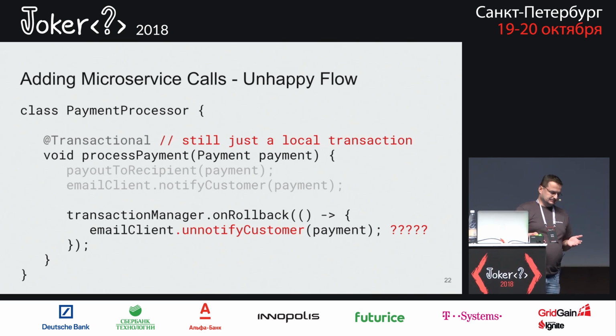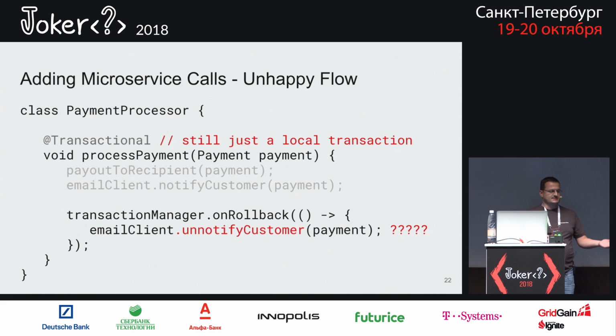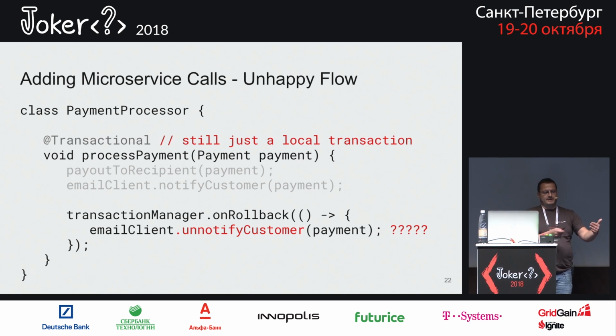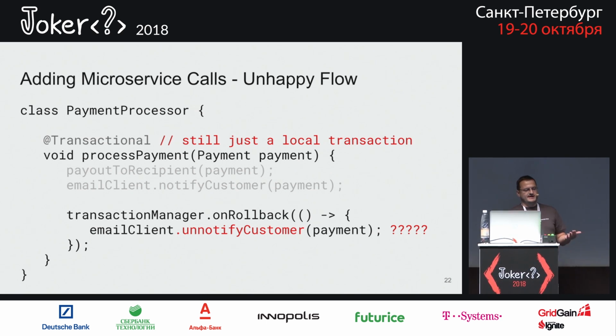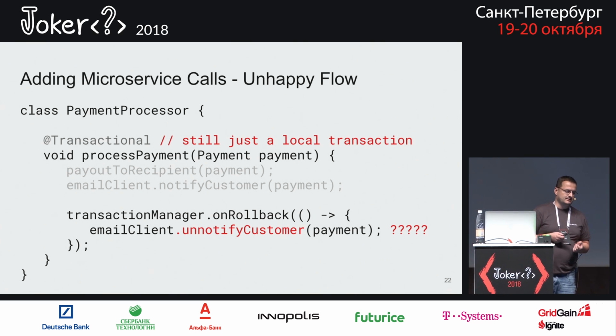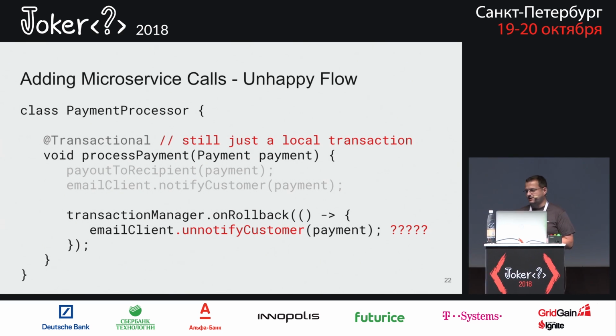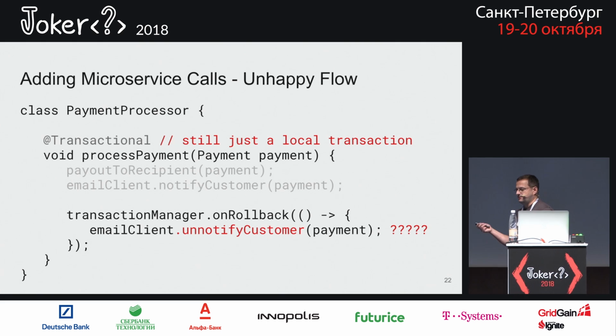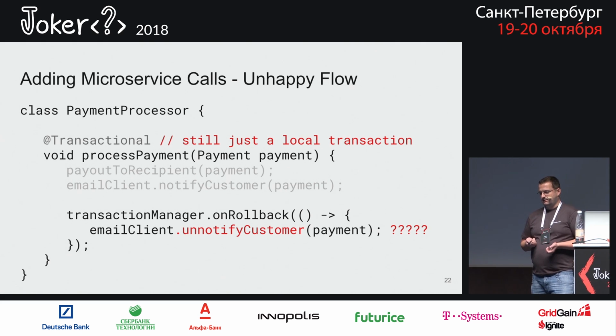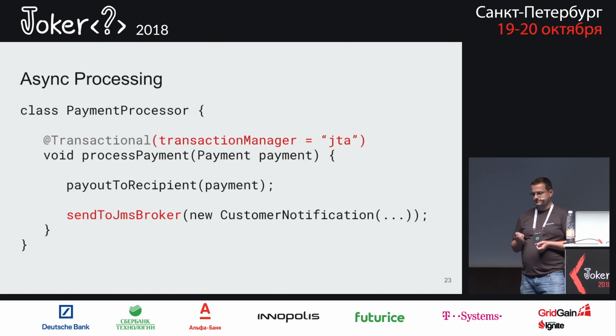So yeah, this is actually just what I saw. Something happens, something dies, then the transaction manager, we can listen to the rollback method, but we can't unnotify the customer anymore. It's already out there. So yeah, that's not so good.